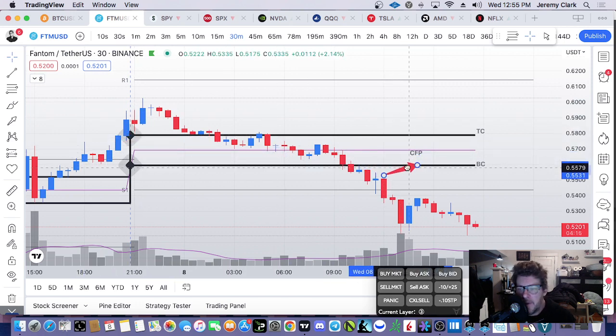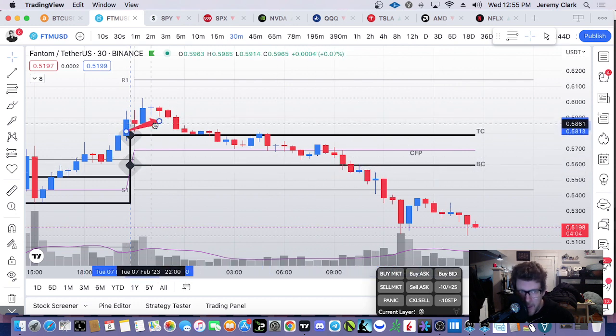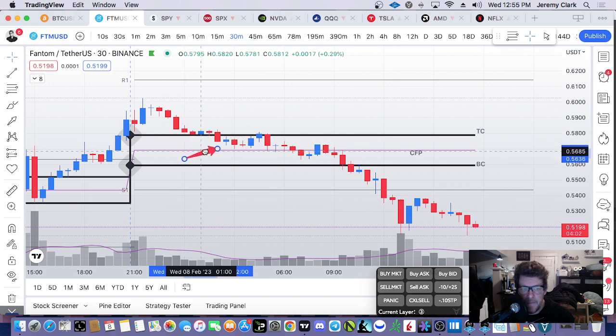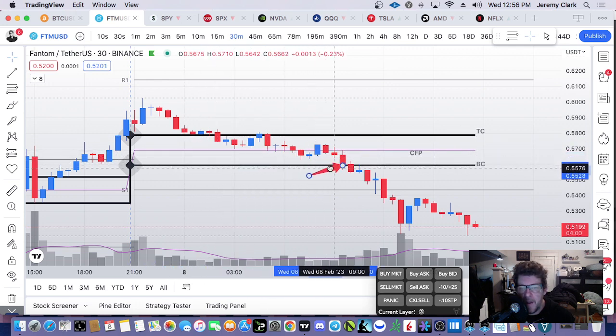Anything below the central floor pivot is considered bearish, and the bottom central is the line where you would enter. So I would wait for price to come down and test the top, test the middle, and then I would look for price to break below the bottom central of the central floor pivot, and I'd look for volume. And you can see we're getting above average volume right here. So that would be a good entry.